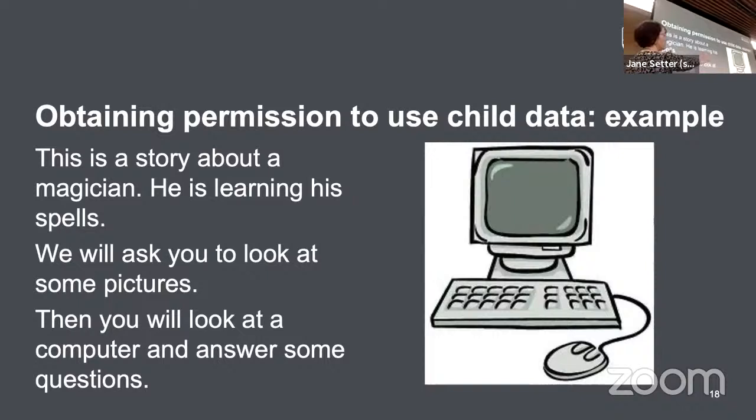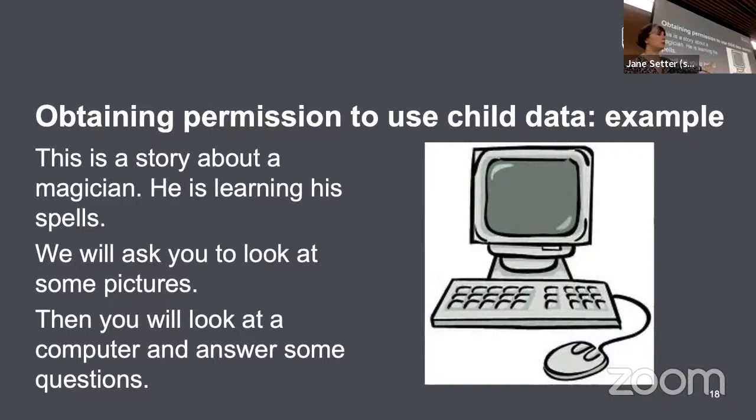So we collected data, we did an artificial grammar learning task where we were interested in whether having access to some elements of prosody enabled the children to learn the language more easily. So we had this narrative. This is a story about a magician learning his spells. They'll ask you to look at some pictures. You will look at a computer and answer some questions.